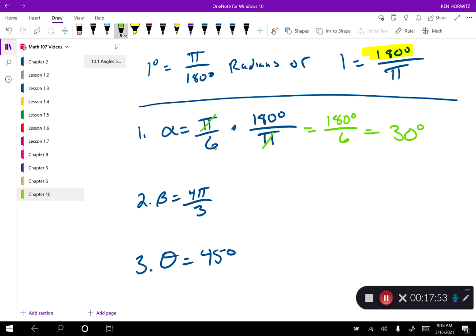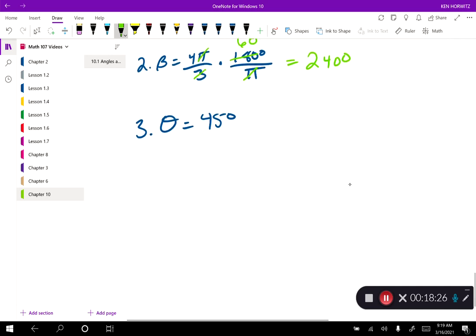Let's try that again. I'm going to multiply times 180 degrees divided by pi. And again, I'm going to switch colors. I'm going to cancel my pi's. My 3 can cancel with my 180 and become 60. My degree units don't cancel, they stay there. So then I have 4 times 60 degrees, which is 240 degrees.